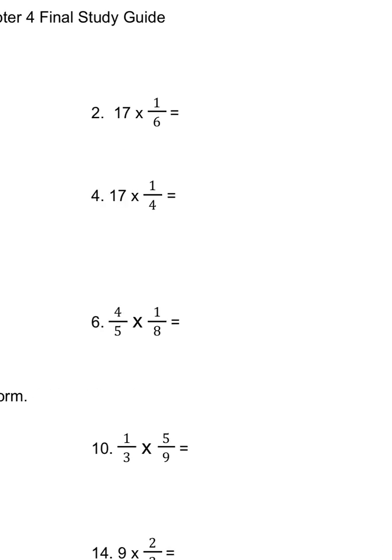And then for 2, you would ask yourself, what is 1/6 of 17? Or as I would like to think of it, around how many times does 6 go into 17? And I would say around 3 times, because that would give us 18. So 1/6 of 17 would be around 3.